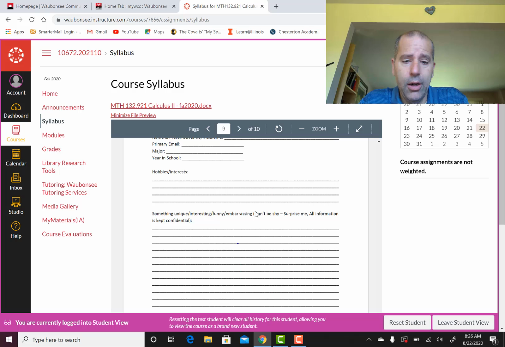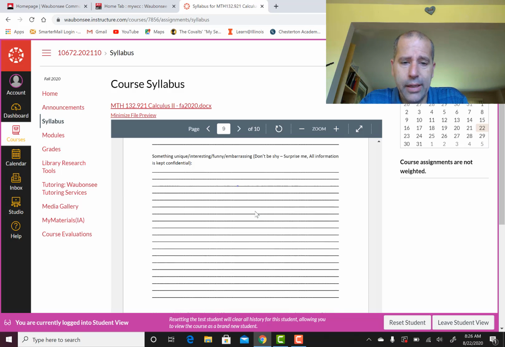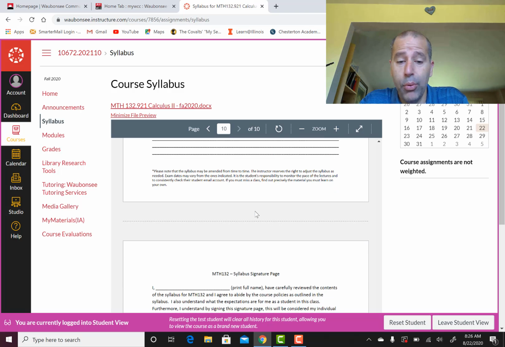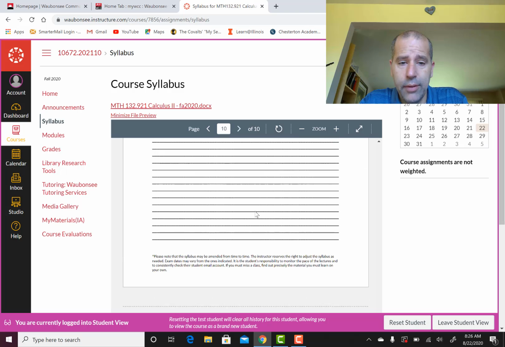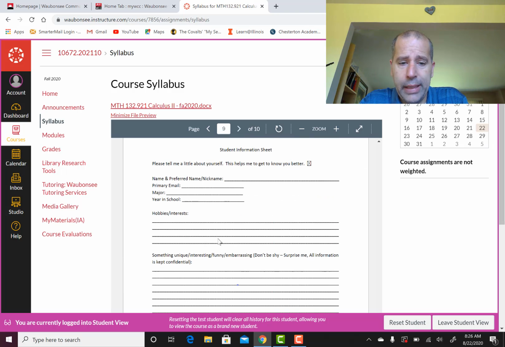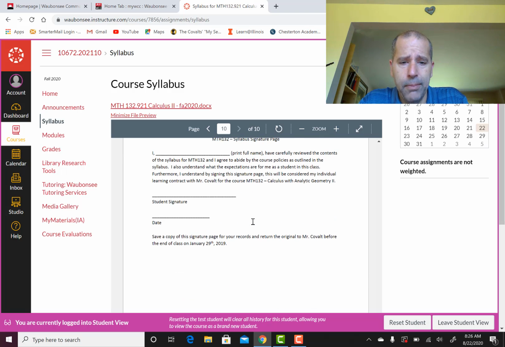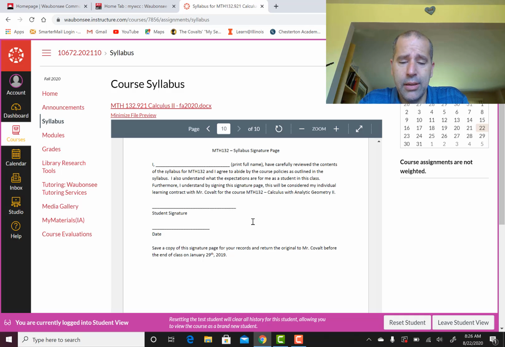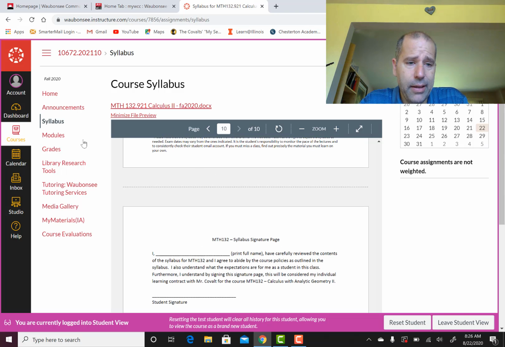Okay. And here's the last 2 pages for the syllabus. So make sure that you read and complete these. Again, you get 10 points for submitting both pages. The student information sheet is for me to get to know you a little bit. You're going to get to know me. And the last page is your signature page for acknowledging receipt and understanding of everything that's in the syllabus. Okay, so that's it on that.